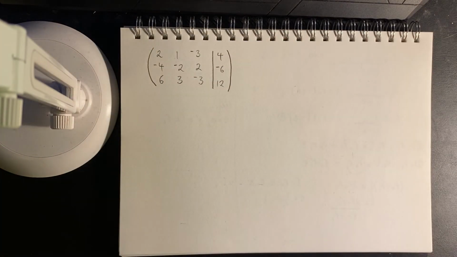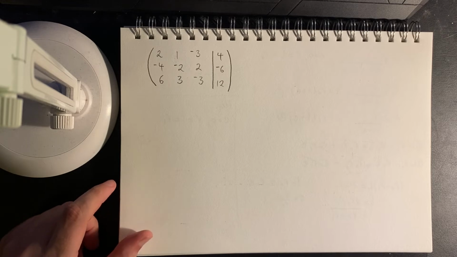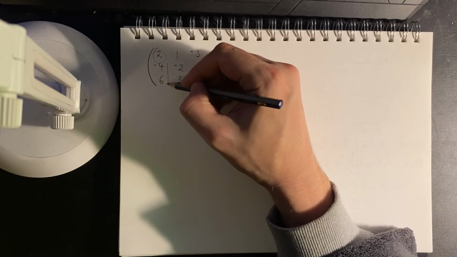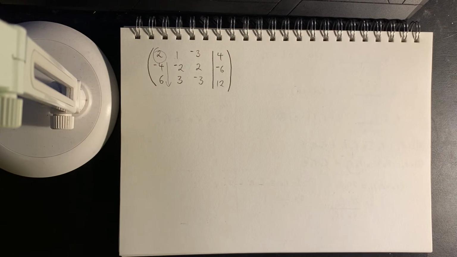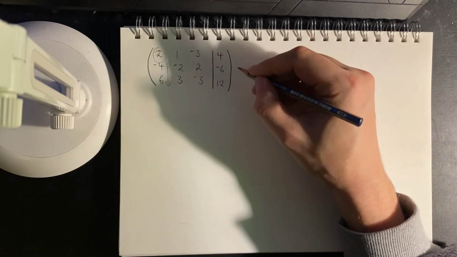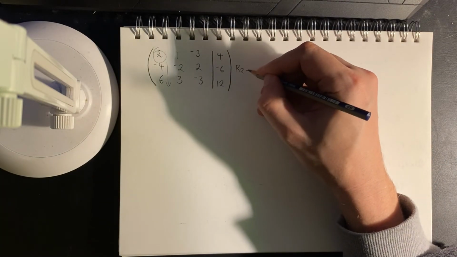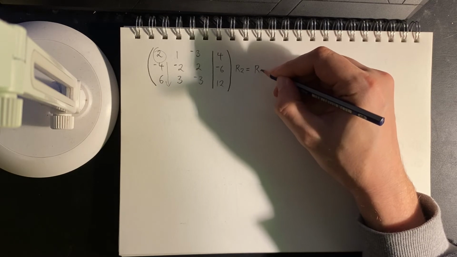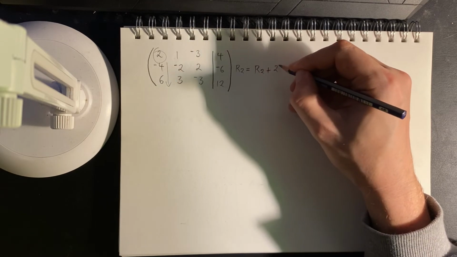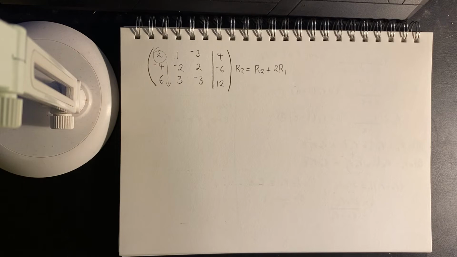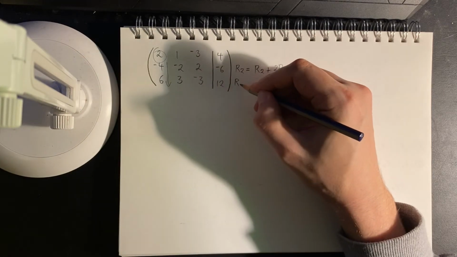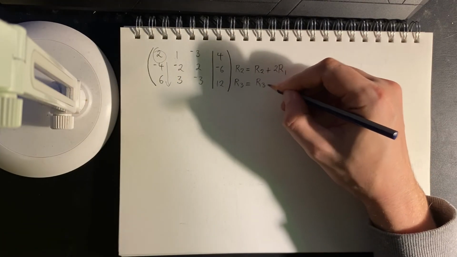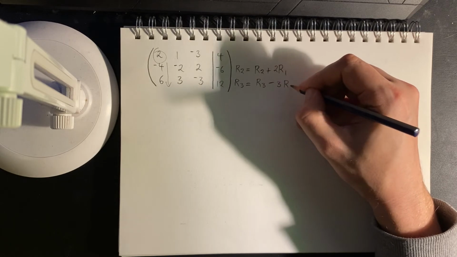Okay, let's have a look at another example. As usual, we want to zero everything out down below this 2. So we go to row 2 and we say, let row 2 be row 2 plus 2 times row 1. And then we'll say, okay, let row 3 be row 3 minus 3 times row 1.